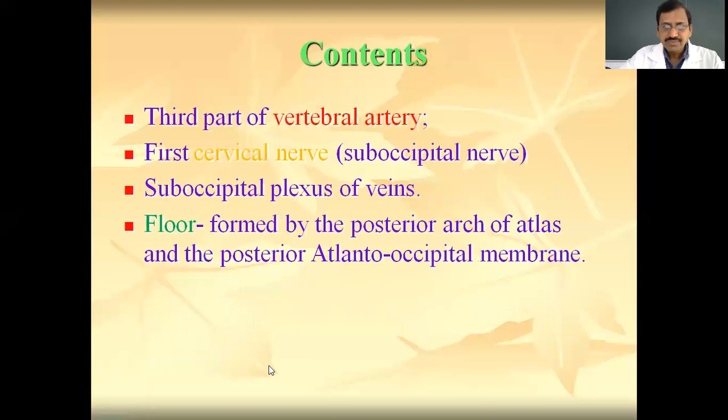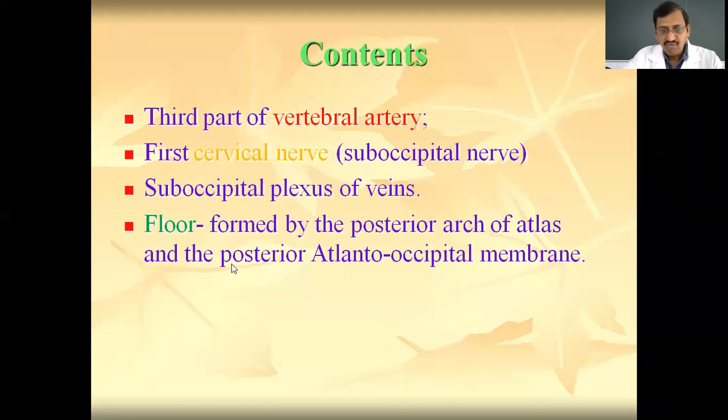Next, contents. What are the contents of the suboccipital triangle? This is also very important. The first is the third part of the vertebral artery and the first cervical nerve. This is also called the suboccipital nerve because it is in the suboccipital triangle. And next is the suboccipital plexus of veins. These are the three important contents present in the suboccipital triangle: the third part of the vertebral artery, the first cervical nerve, also called suboccipital nerve, and the suboccipital plexus of veins.